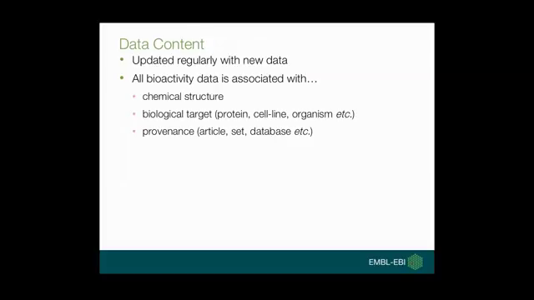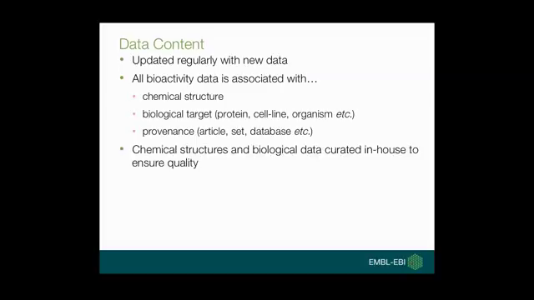All the bioactivity data that we have is associated with a chemical structure and a biological target, which can be a protein, a cell line, or an organism, and we'll also give you the provenance. So you will always know where that data has come from, whether it be PubChem, a deposited set, or extracted from the literature. The chemical structures and the biological data are curated in-house to ensure quality. This means that once it's been extracted and put into ChEMBL, it doesn't just stay there, it is constantly checked and curated as it's needed.